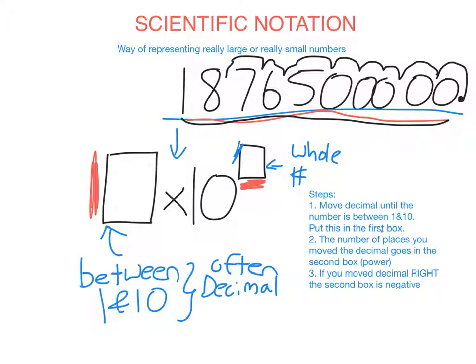Now the number, if I move the decimal point to here, would be 18.76. So that's not between 1 and 10, but if I move it one more spot, it becomes 1.8765. That is between 1 and 10. So I've moved the decimal spot, as you can see, a total of 1, 2, 3, 4, 5, 6, 7, 8, 9 spots. So what I do is I write the number into the first box. So that number is 1.8765.